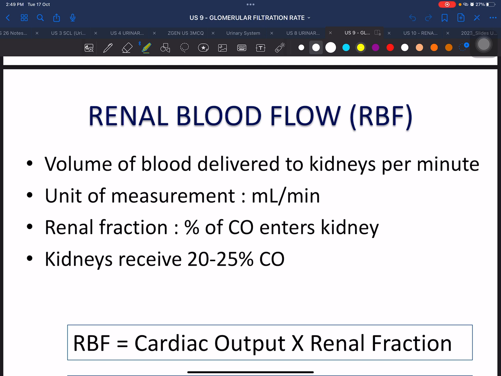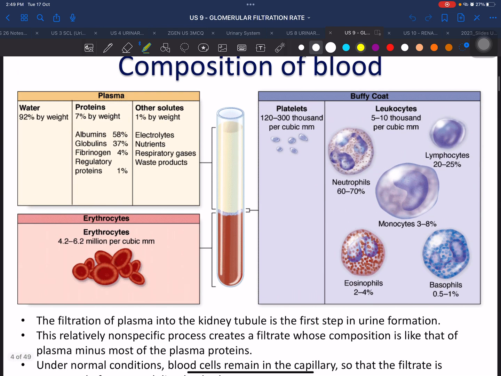So what is inside the blood? I know you already know about these things, but just to refresh your memory. We have plasma. In plasma we have water, proteins, and other solids. And you have the erythrocytes, and in the middle the platelets and all these things. So we know the filtration of plasma into the kidney tubules is the first step, the first step we need for urine formation.